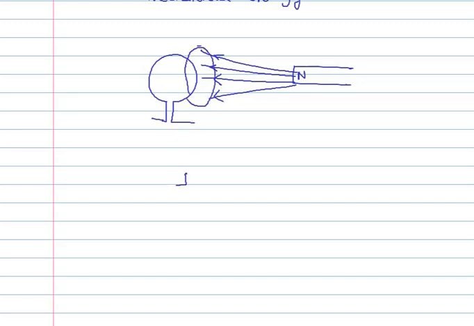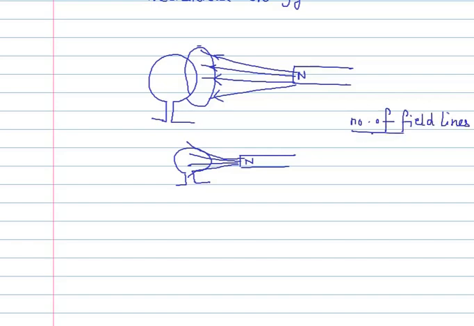Now if I bring the magnet closer, if I am moving it, then the number of field lines intersecting a certain cross-sectional area increases. This number of field lines divided by unit area of cross section is called phi B, the magnetic flux. It is the number of magnetic field lines per unit area of cross section of the coil.